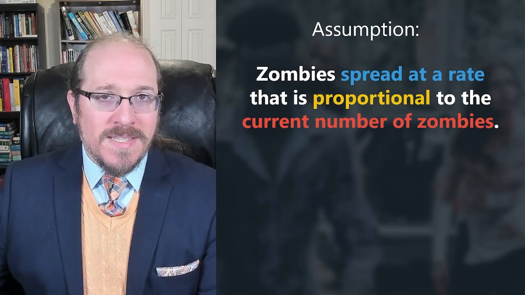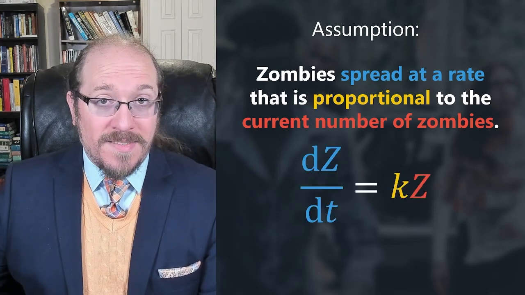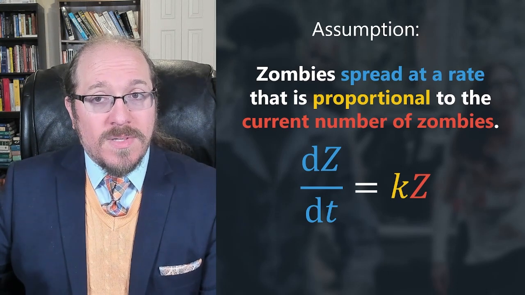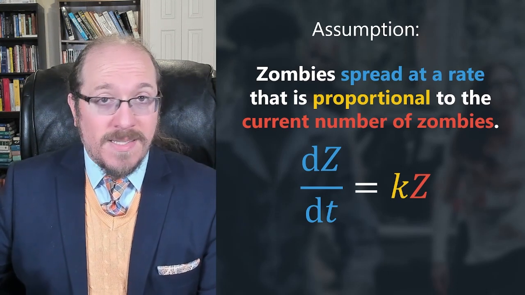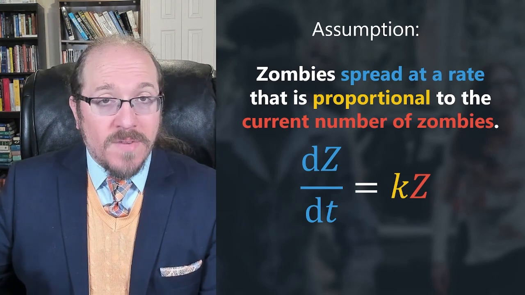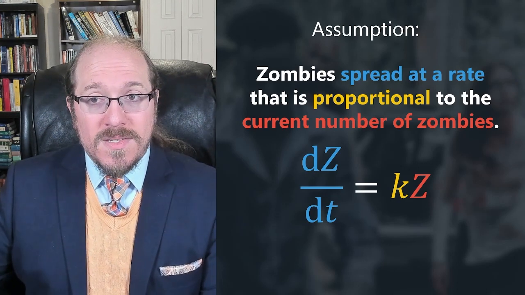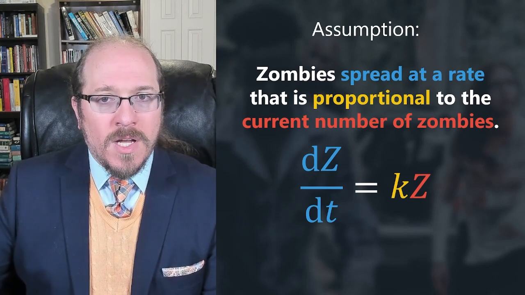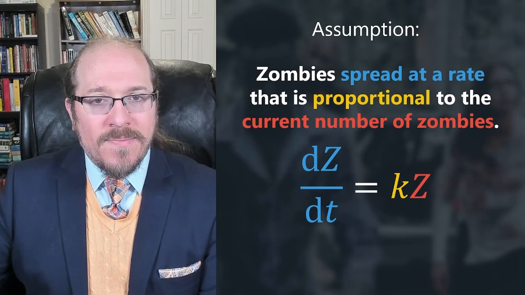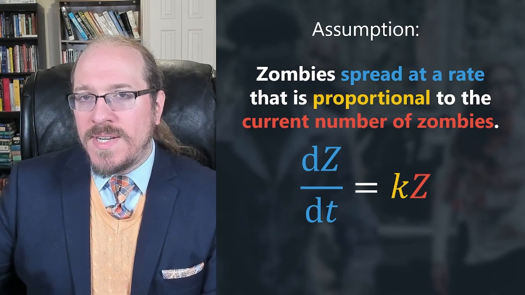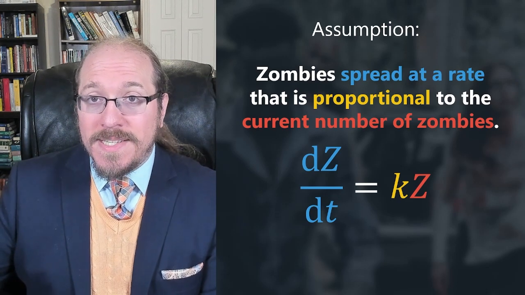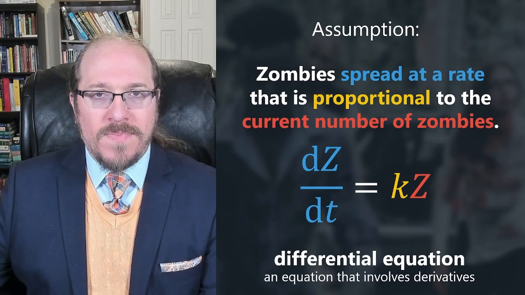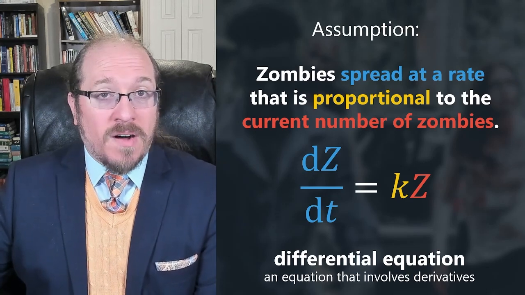We can actually capture this exact idea by using derivatives. We'll use z to stand for the population of zombies. So then the population growth rate is dz over dt, the derivative with respect to time. So when we're saying that zombie growth rate is proportional to the population, we're saying that dz over dt is equal to some constant of proportionality k times the population z.